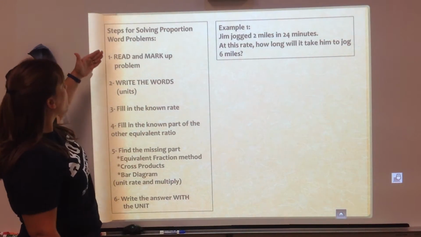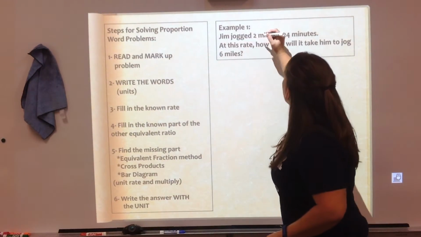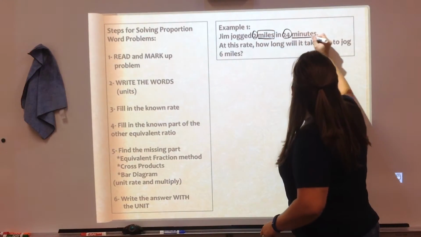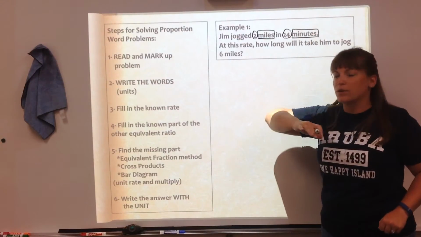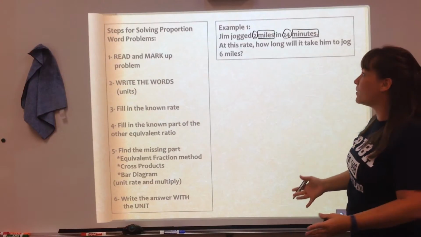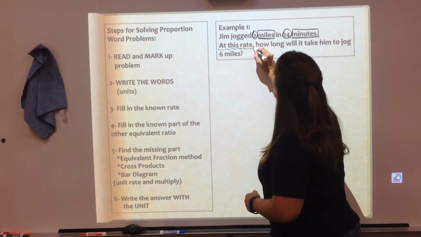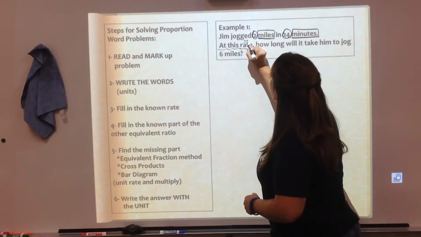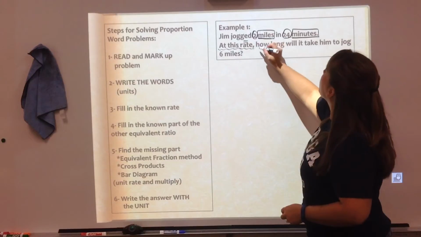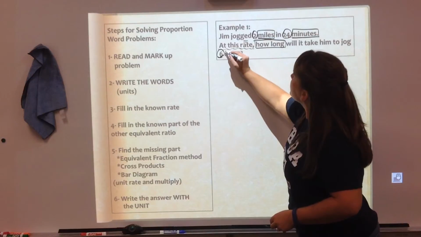So first thing, we're going to read and mark up our problem. So Jim jogged 2 miles in 24 minutes. I don't care if you underline miles and minutes. I chose to box at that time. It's really okay as long as we're marking up our problem. At this rate, that's important. That means we want the same or equivalent rate. How long, that's important, will it take him to jog 6 miles?